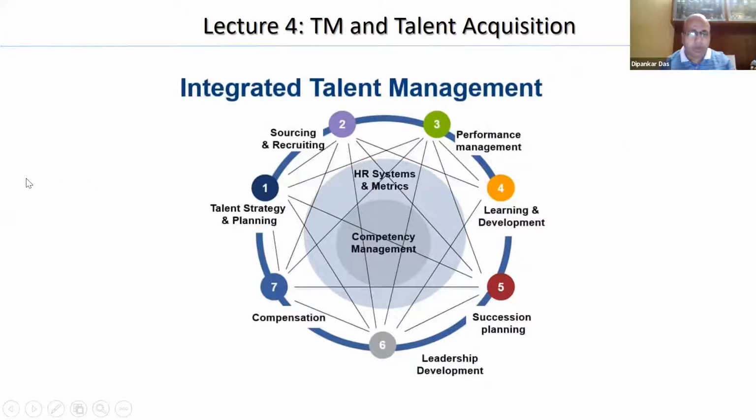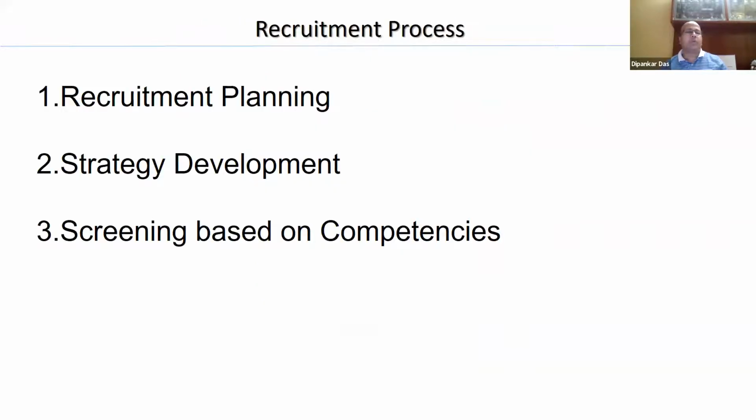Okay, great. So today we will talk about, like Abhay said, how talent acquisition and talent management are connected. So, like Abhay rightly said, this is the beginning. This is where everything starts because you are hiring people based on certain requirements and certain needs.